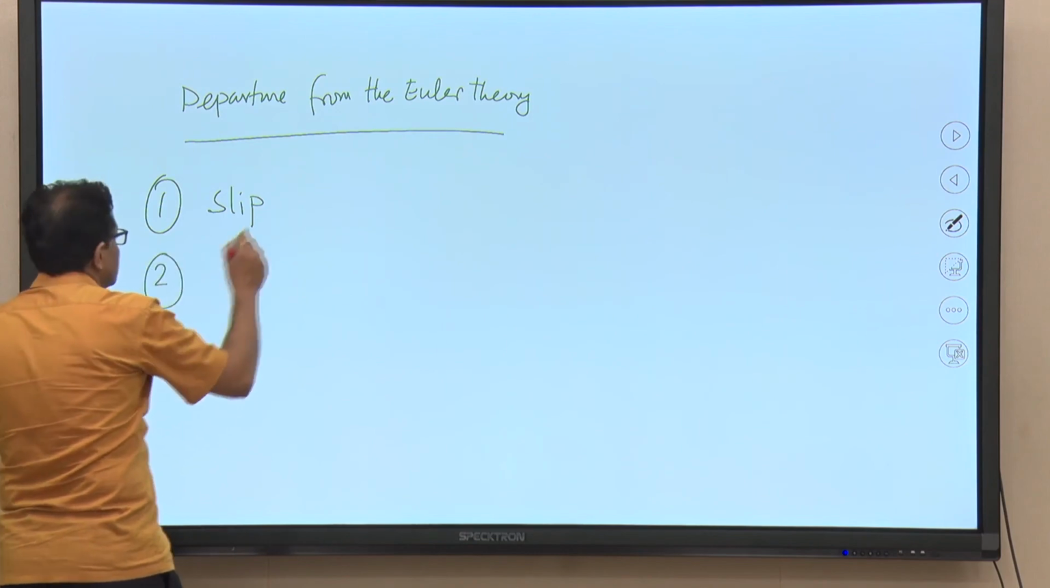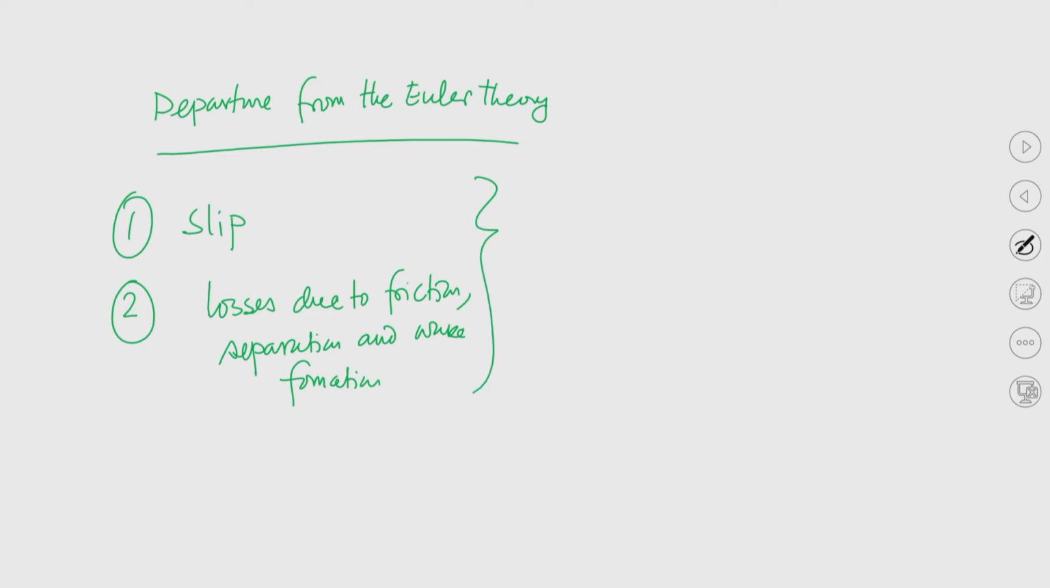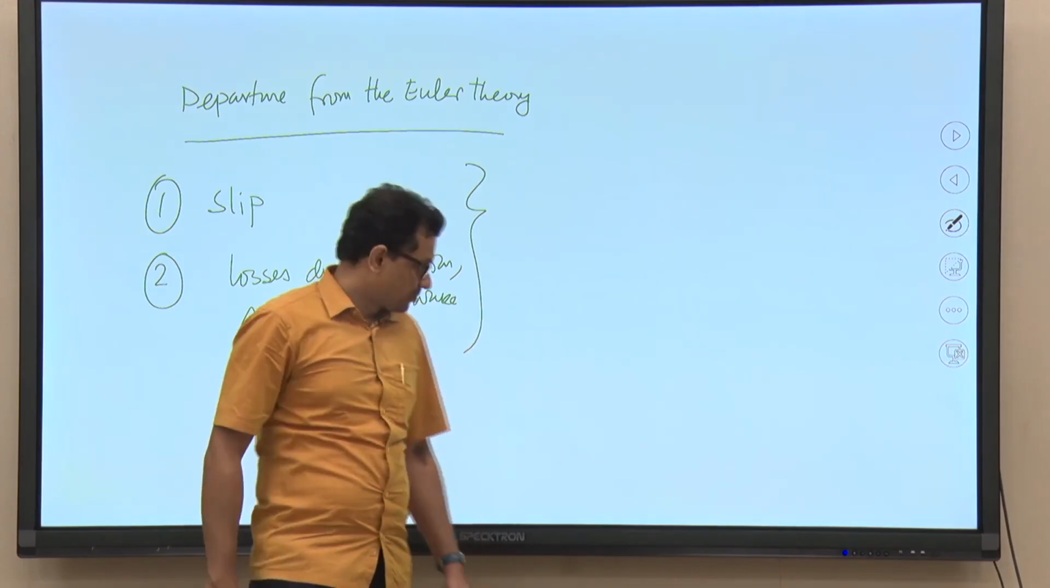Number 2, that is the losses due to friction, separation, and wake formation. Right. So, this is losses due to friction, separation, and wake formation.